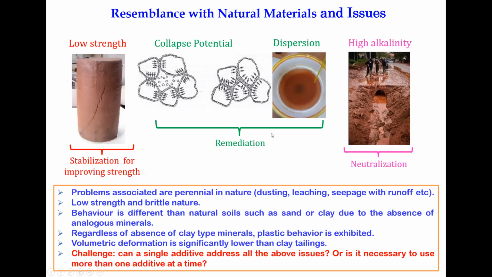Now, another interesting thing is that if you look at the mineralogical and chemical aspects of the natural materials, as we know, if you look at sand, quartz is the dominant mineral. But if you look at clay, you can find kaolinite or illite, or if you are dealing with expansive soils, you will end up with montmorillonite. But do we find these kinds of minerals in these waste materials? The answer is no.